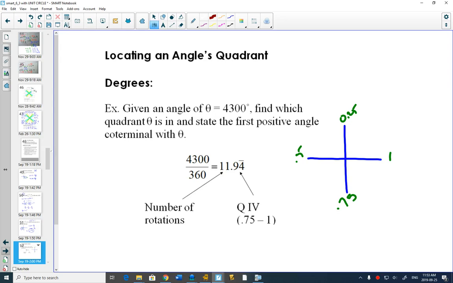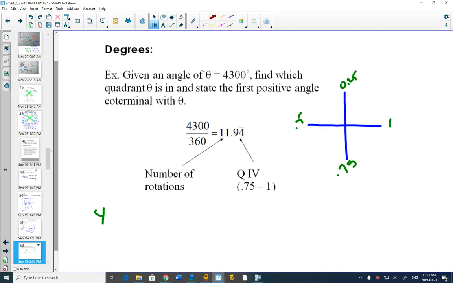If you were doing this without your calculator, probably I would look at this. I would say, okay, 4,300 degrees. Can you see that 10 times around is 3,600 degrees? So if I subtracted 3,600 degrees, that would leave me with 700 degrees. 700 degrees is still more than once around.